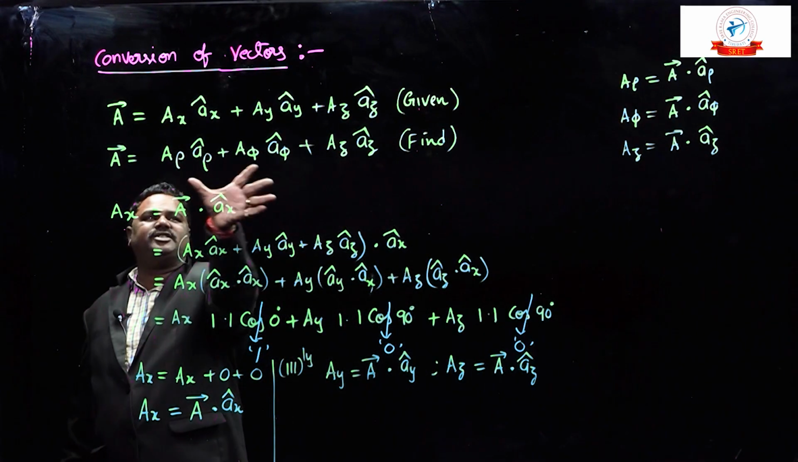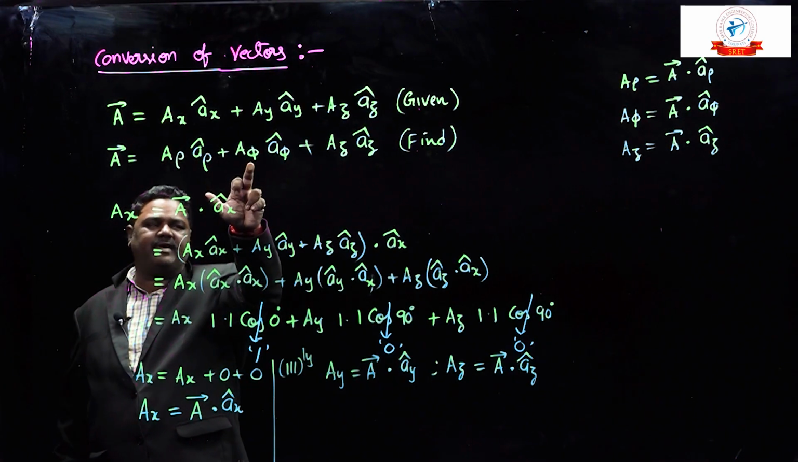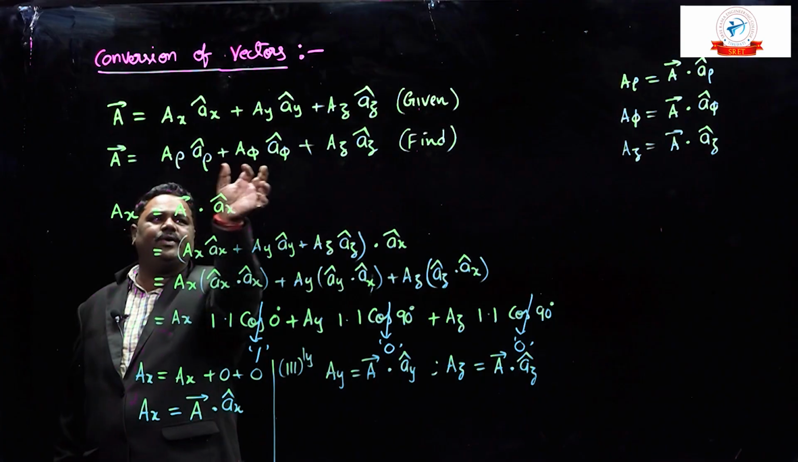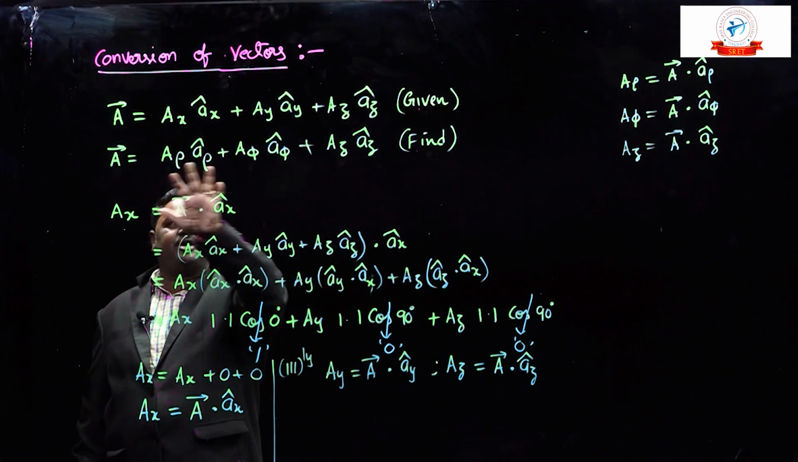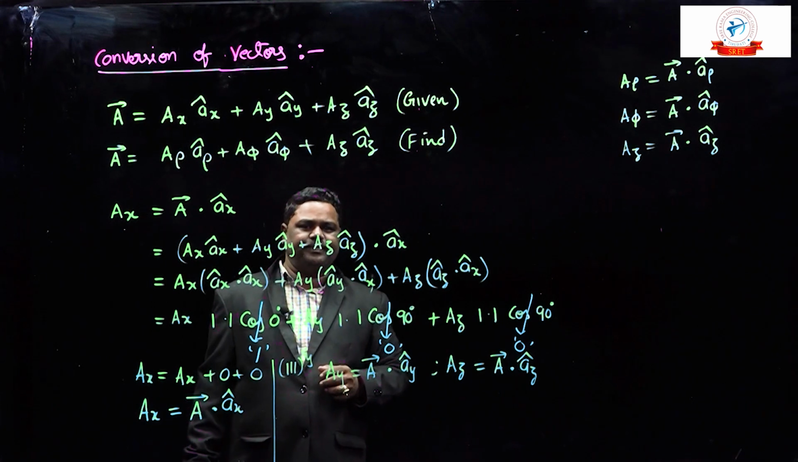To write the vector in cylindrical, you need the rho component a rho, the phi component a phi, and a z component az. So just find a rho, a phi, az and substitute in this equation. So we get the complete vector in cylindrical coordinate system, okay.